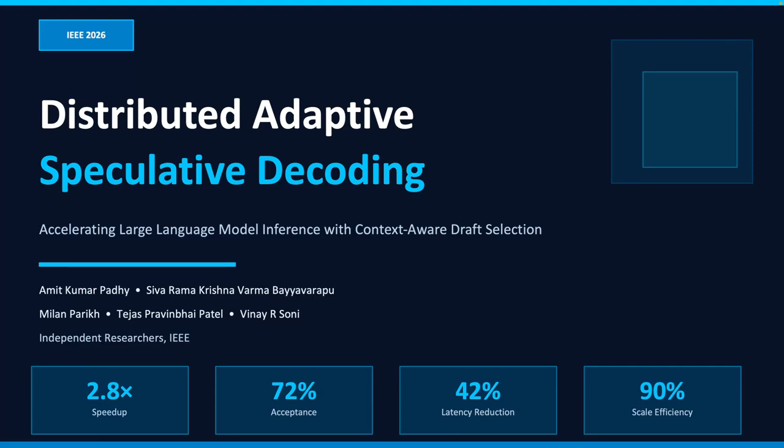Our framework, DSD, delivers a 2.8 times speedup over standard autoregressive decoding, a 15 to 20% improvement over fixed speculative decoding baselines, and a 42% reduction in end-to-end latency in a multi-GPU setting, all with absolutely zero degradation in output quality. These numbers are verified across four benchmarks spanning code generation, factual QA, and conversational tasks. We'll walk through the problem, our three core contributions, experiment results, and key takeaways in approximately 20 minutes. I'll pause for questions.